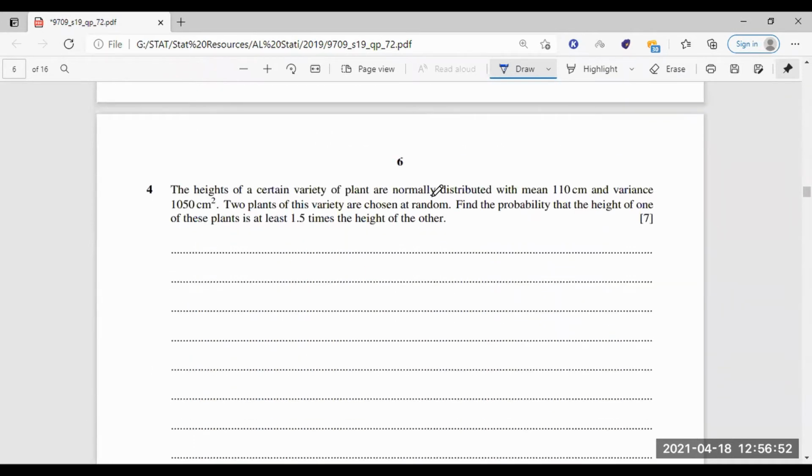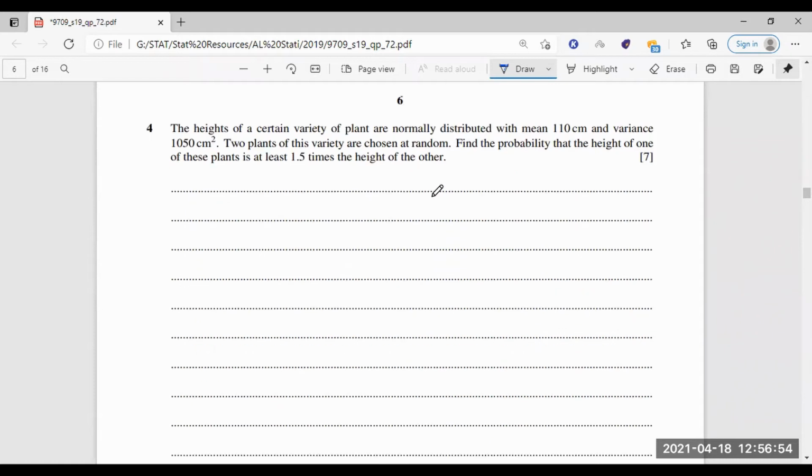Moving on to the next question, number 4. The heights of a certain variety of plant are normally distributed with mean 110 centimeters and a variance of 1050 centimeters squared. 2 plants of this variety are chosen at random. Find the probability that the height of one of these plants is at least 1.5 times the height of the other. So the height is given to be a normally distributed variable with 110 centimeter population mean and a variance of 1050.